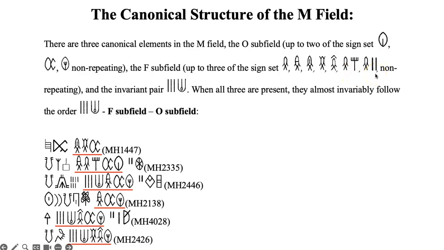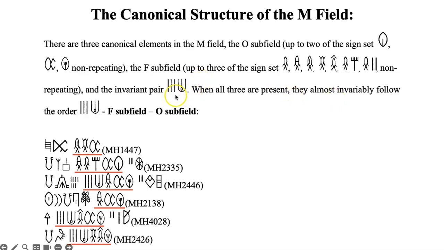And they're also non-repeating, so they're not going to geminate ever. And here you can see what those signs are. And incidentally, there are several other signs that appear to be fish compounds in the Harappan signary, the Indus signary, but which do not occur in M field contexts. So we're going to let those go for now.